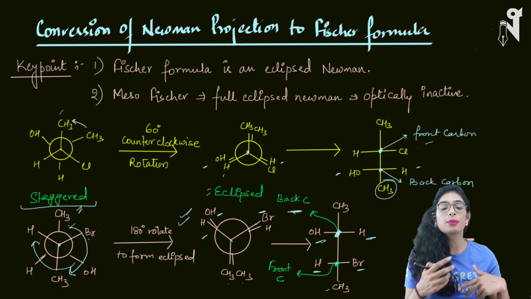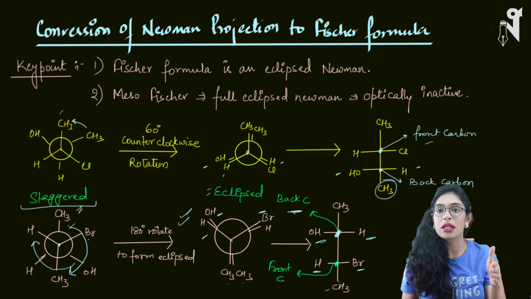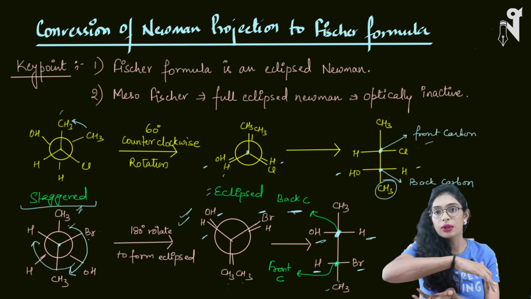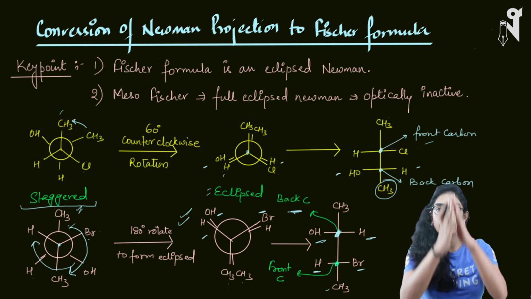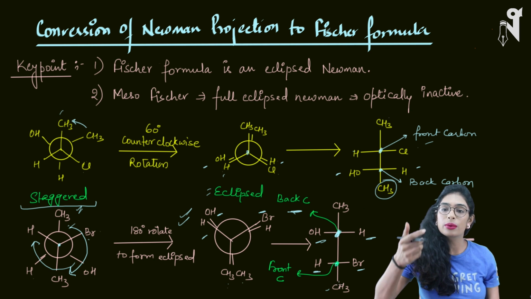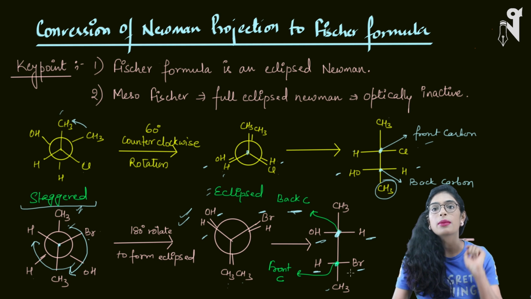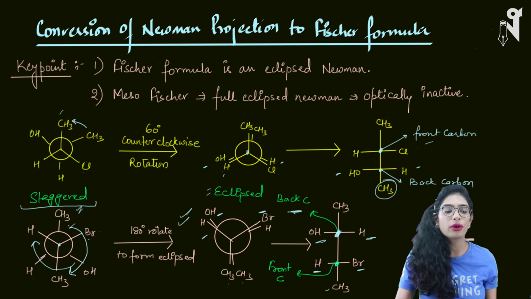The only difference in these two representations is that in one the front carbon is up and the back carbon is down. If your staggered is inverted, as in, instead of being this it is like a Y, in that case your Fischer is also inverted, and your down carbon is the front carbon and the top carbon is the back carbon. Okay, I told you what the other way for staggered is.